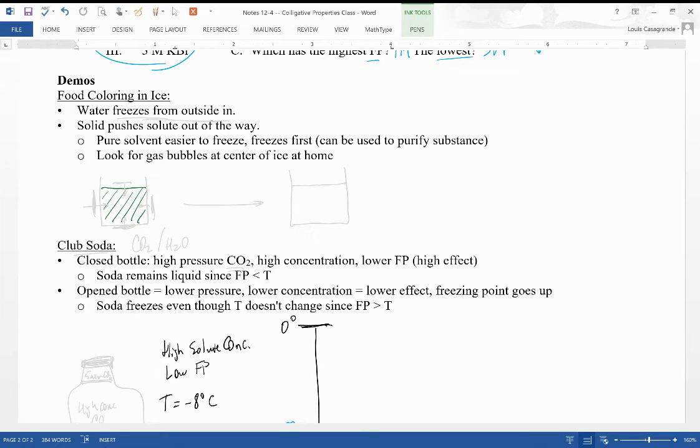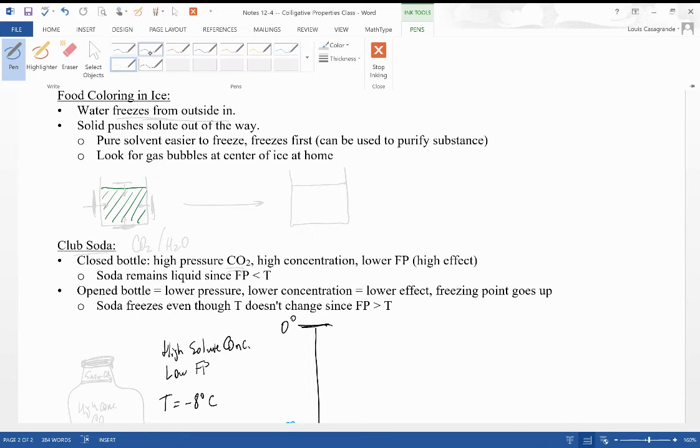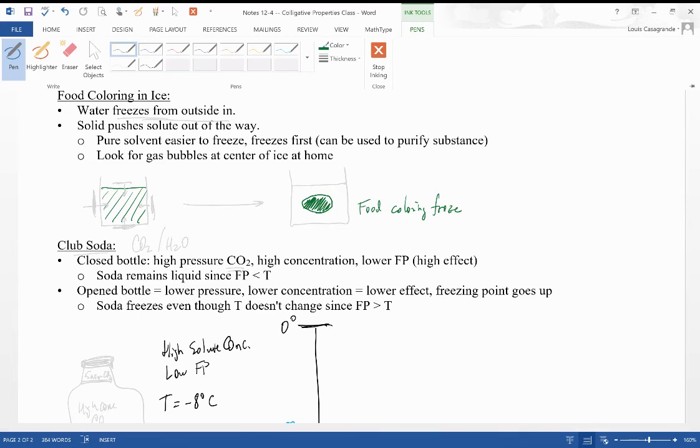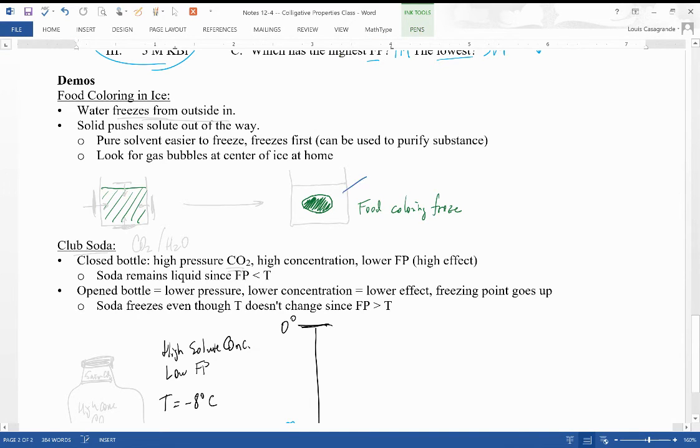Well, that's the same thing that happened with the food coloring. The food coloring got pushed into the middle until it was no longer able to stay dissolved. And then eventually the food coloring all froze in the middle. And surrounding that food coloring, this was that pure ice, pure water.